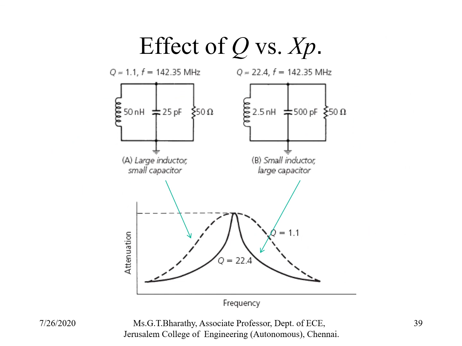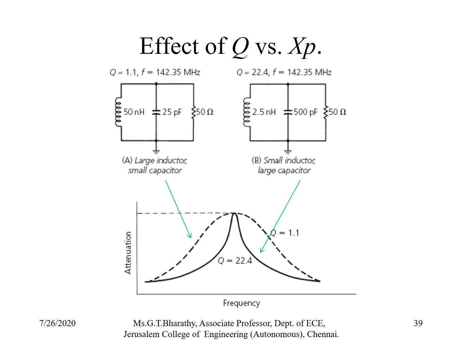Next we will see the effect of quality factor versus the parallel reactance. We had two elements in parallel, isn't it? One is an inductor, the other is a capacitor. For a constant frequency of 142.35 megahertz, for the given two networks, let us see what will happen. The first case is a larger inductor value and a smaller capacitor, that is, an inductor of 50 nanohenry and a capacitor of 25 picofarad. Under this condition, the quality factor Q is equal to 1.1.